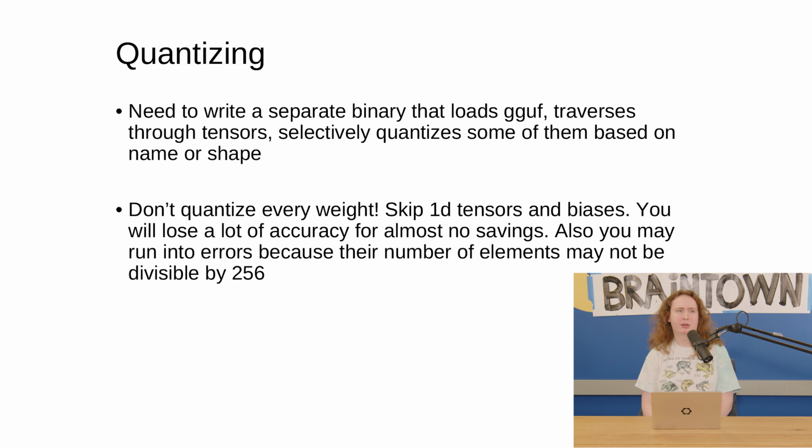The reason you want to skip quantizing some tensors is that if you quantize your biases or just one-dimensional tensors in general, you won't really be saving any space. You will mainly be losing accuracy, and sometimes you may run into errors because the number of elements is not divisible by some number. So I won't go over how to write this, but I have an example in the repo, which I mainly copied from one of the GGML examples.